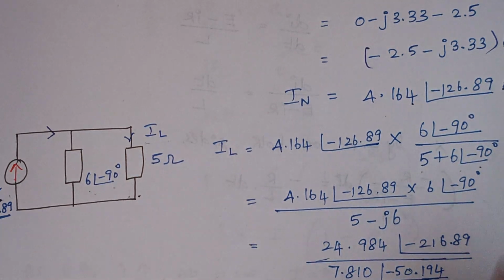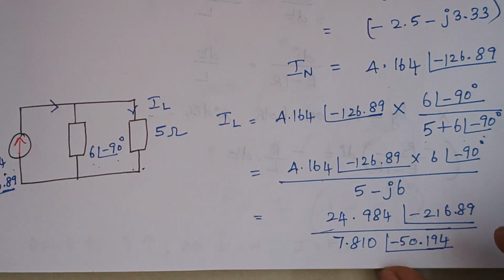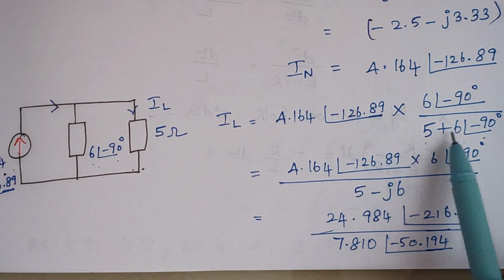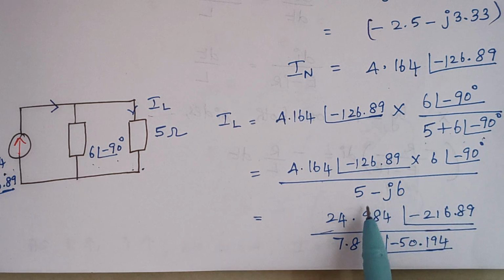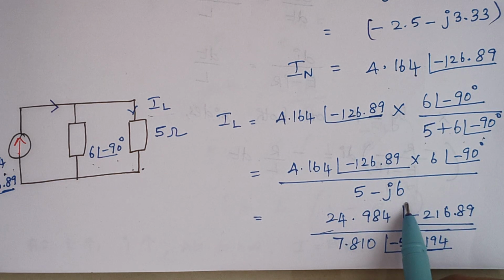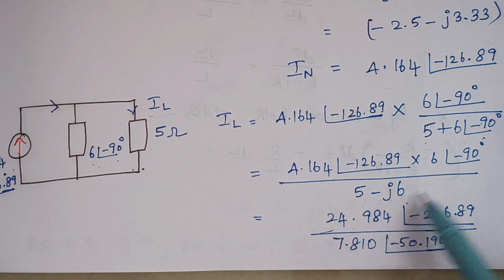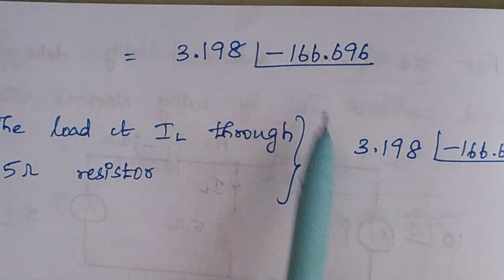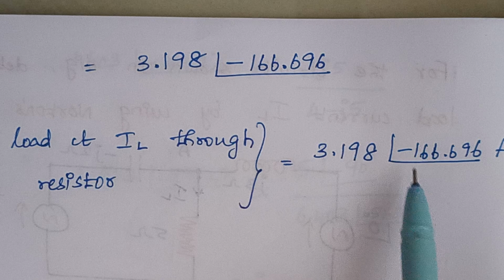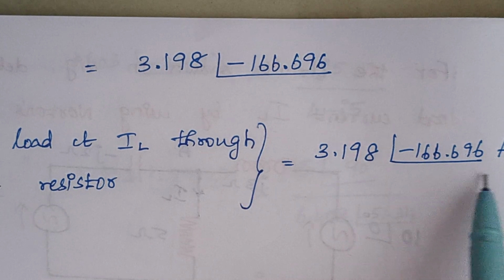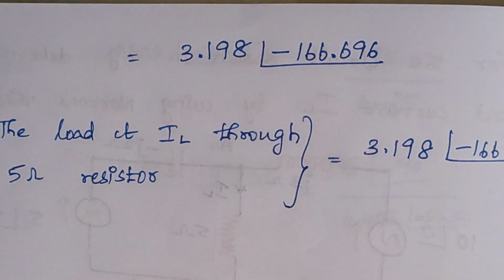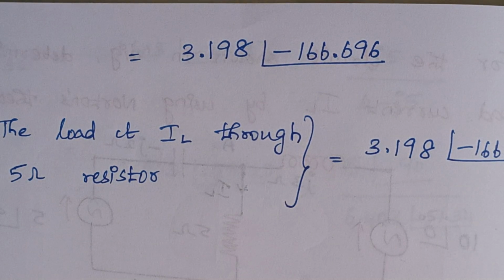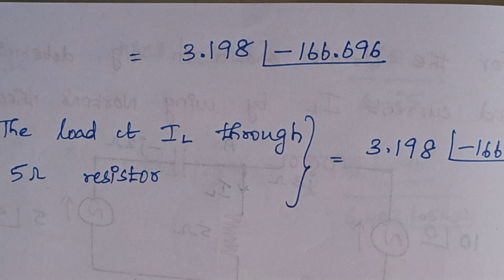So here again when you simplify, you see 5 plus 6 with angle minus 90 is nothing but 5 minus J6, right? When you convert this polar to rectangular form, it will appear like this. Again we are simplifying, and finally the answer is 3.198 with an angle of minus 166.696 amps, right? So here comes the end of this video. If you have any doubt, let me know in the comment section. Thank you.